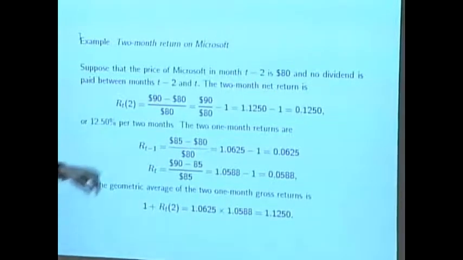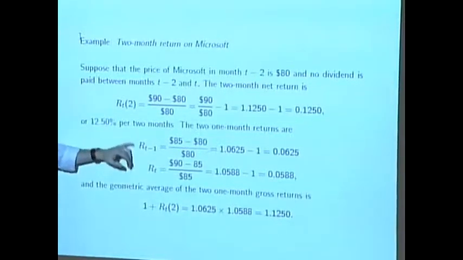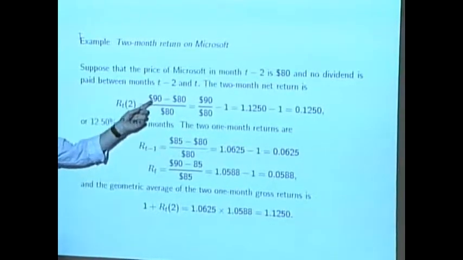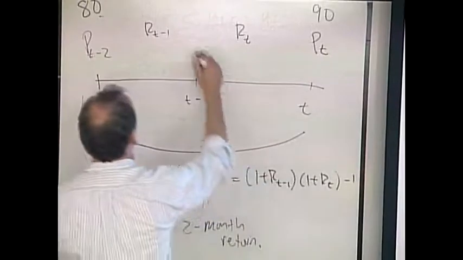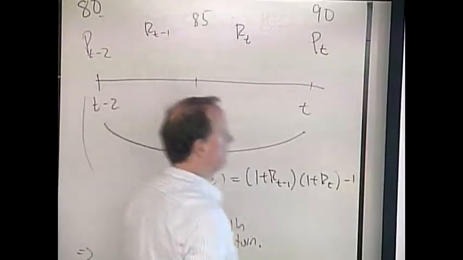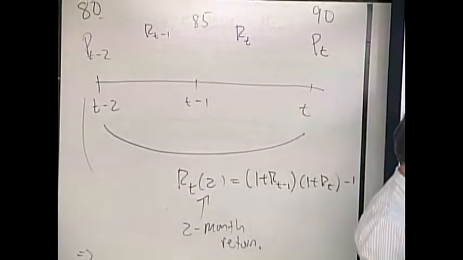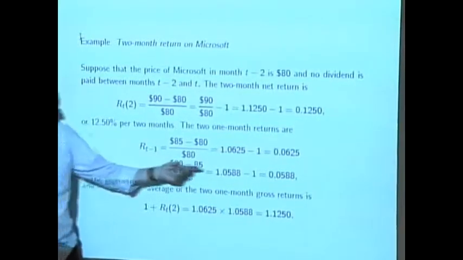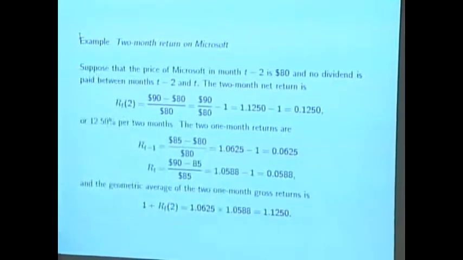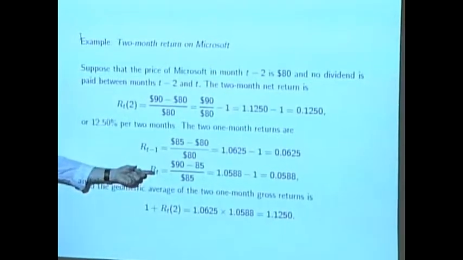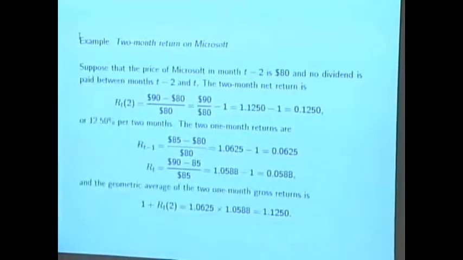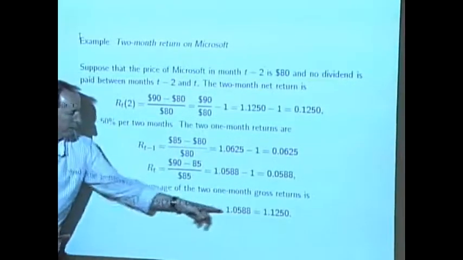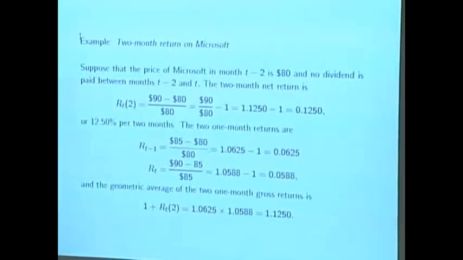And then what are the 2 1-month returns? So remember in our previous example, the price in this month here at t minus 1 was 85. So our rate of return between t minus 2 and t minus 1, we got 6.5% over the first month. And then over the second month, we got 5.88%. And so our 1 plus the 2-month return is the product of the 2 1-month gross returns. Everything works out fine.